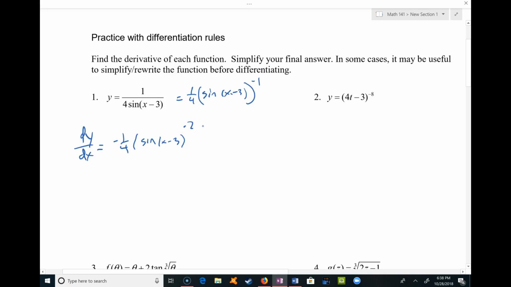Then we take the derivative of the next innermost function, which is sine of something. The derivative of sine of something is cosine of that same something. And then we take the derivative of the inside of that, which is x minus 3. The derivative of x minus 3 is just 1. Okay, so there's really nothing we can do to simplify that. I can get rid of that parenthesis there.